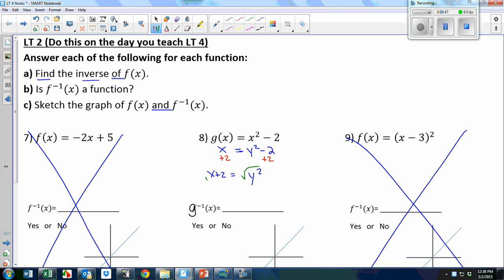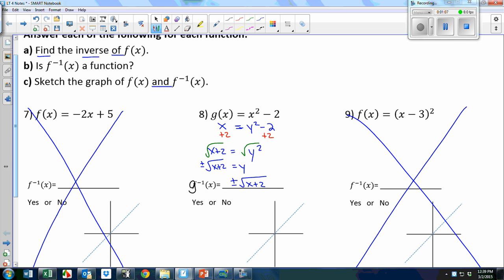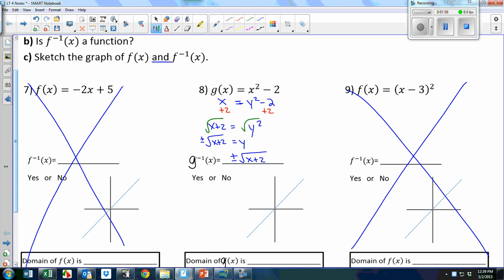We take the square root of both sides, and we get plus or minus the square root of x plus 2. So that is the inverse, and I use the word function loosely because we haven't determined if it is a function or not yet, but that is the inverse of x squared minus 2. All right, so then we go to graph, and I'm going fast through the bell work because we've already taught all this. This is just review.